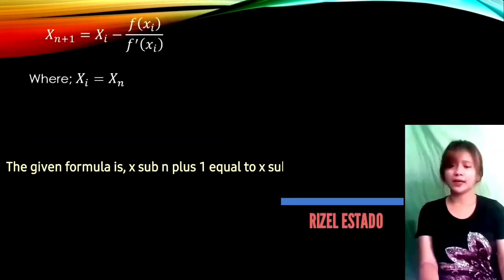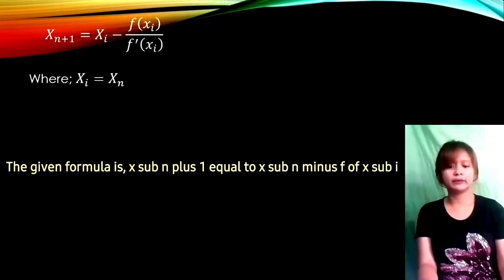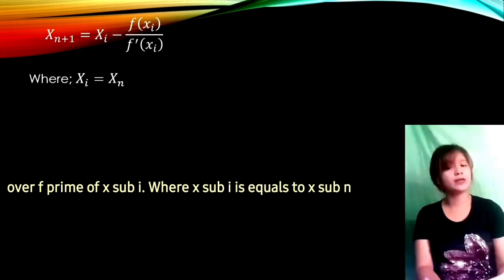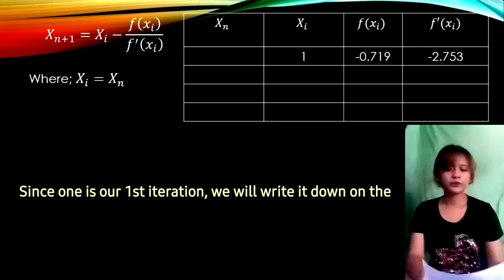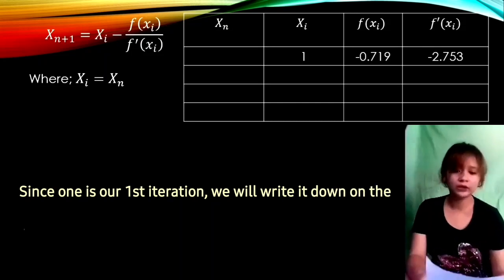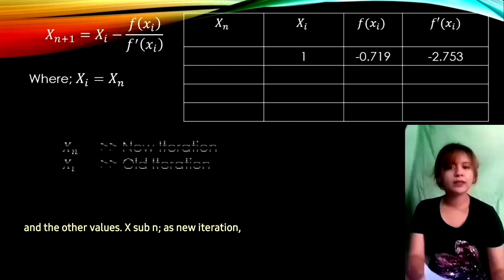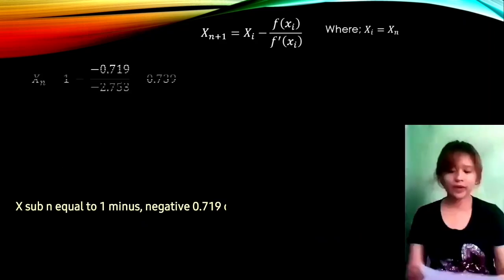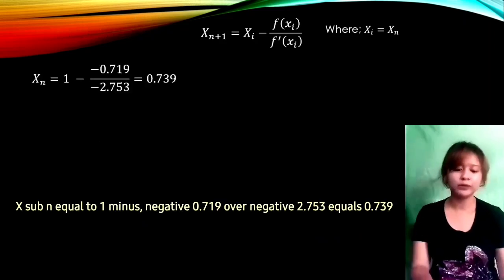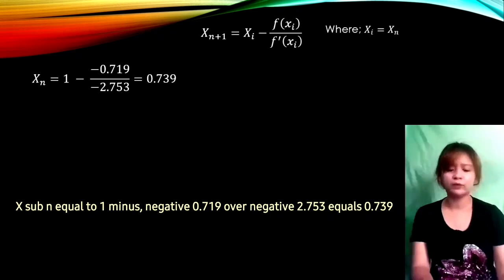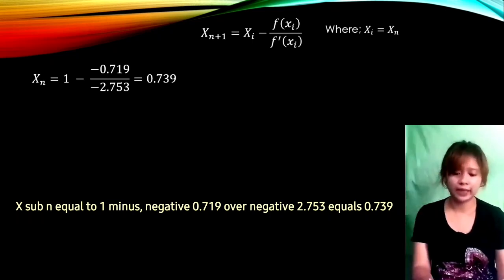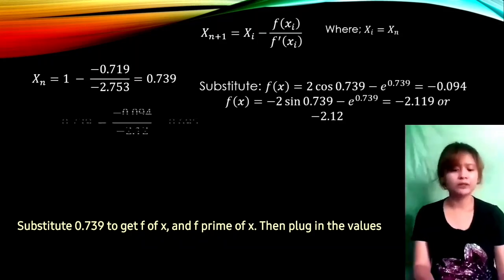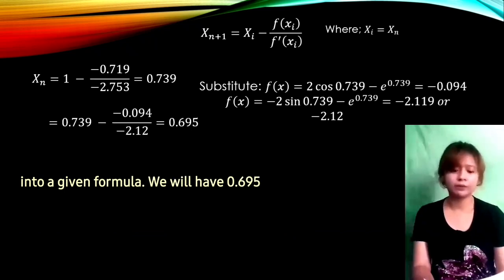The given formula is x sub n plus 1 equal to x sub n minus f of x sub i over f prime of x sub i, where x sub i equals x sub n. Since 1 is our first iteration, we will write it down on the table, with x sub n as the new iteration and x sub i as the old iteration. x sub n equals 1 minus negative 0.719 over negative 2.753, which equals 0.739. Substitute 0.739 to get f of x and f prime of x. Then plug the values into the given formula. We will have 0.695.